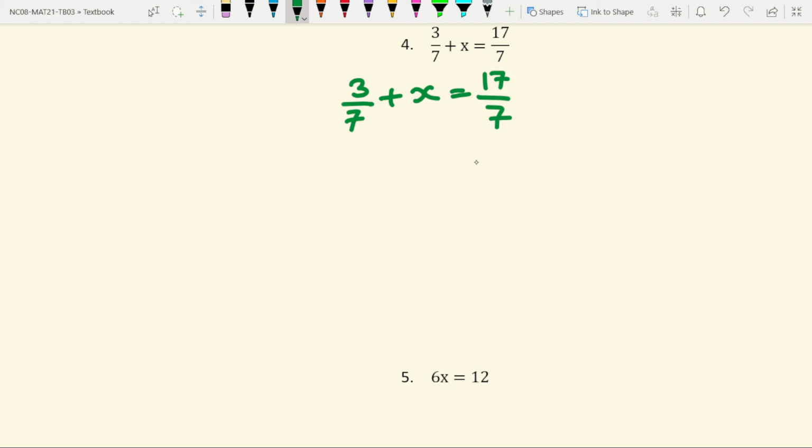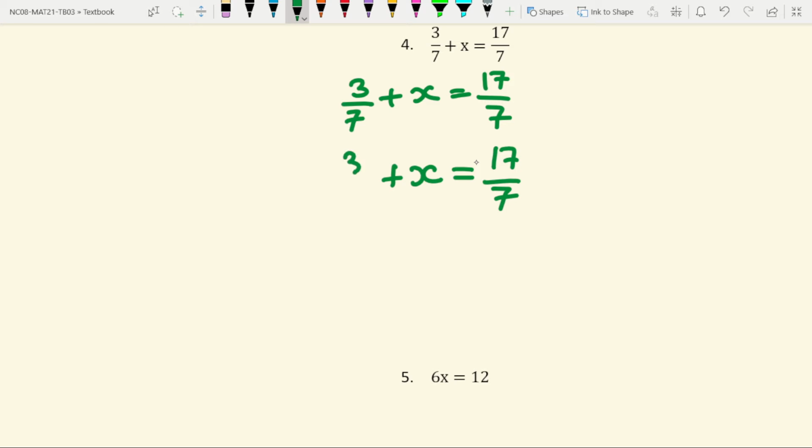So what I will do is, I will first identify the unknown term. The unknown term is plus x. Plus x is the unknown term. The unknown term should be in LHS. It is already in LHS, so I will write plus x as it is. 17 by 7 is a known term. It should be in RHS, and it is already in RHS.